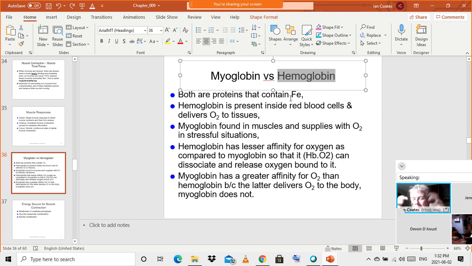But myoglobin, there is no travel. It stays in the muscle. It's an oxygen supply in the muscle 24/7, 365. So the hemoglobin carries oxygen throughout the body, and it carries oxygen to the muscles, where the muscles take the oxygen and store it in myoglobin.